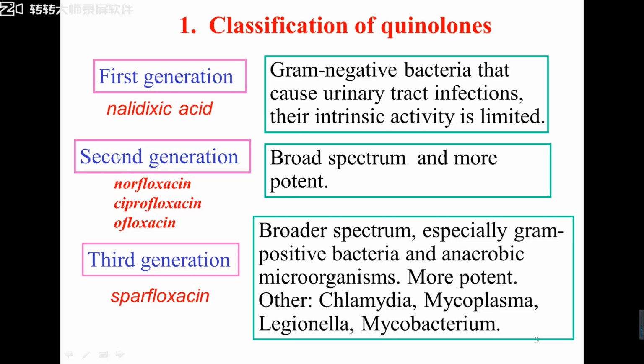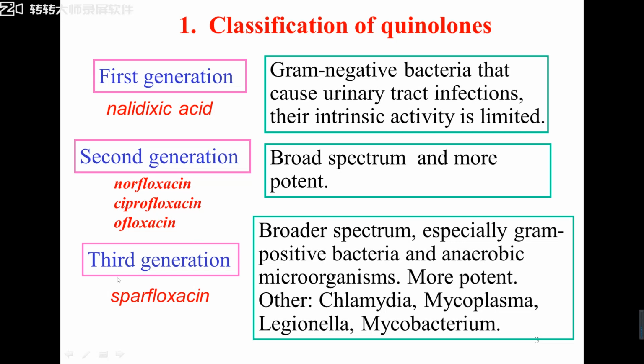The second generation quinolones, such as norfloxacin, ciprofloxacin, and ofloxacin. Among them, ciprofloxacin is the prototypical agent in quinolones, and it is the most widely used agent in clinic. Ciprofloxacin, compared to the first generation quinolones, has a broader spectrum and is more potent.